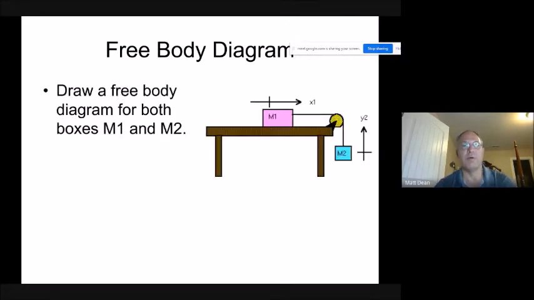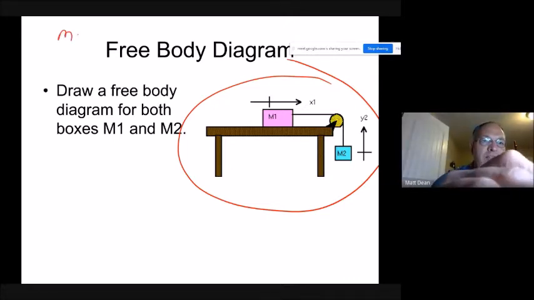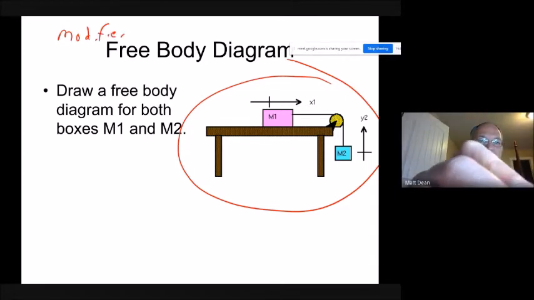Here's another example of a free body diagram. So they're wanting us to draw a free body diagram for box M1 and box M2. This setup, where you have a box on a table with a pulley and a rope connected to another box, this kind of setup is really famous in physics classes. It's called a modified Atwood machine.